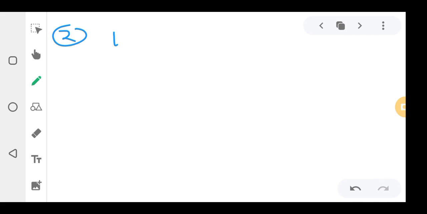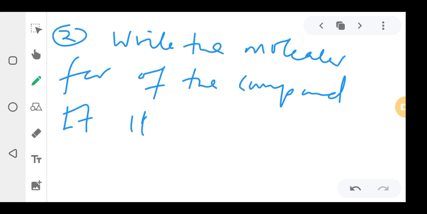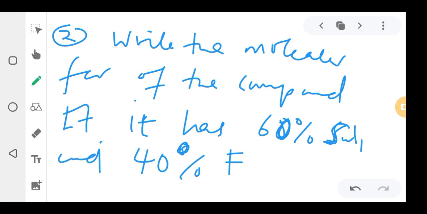Question 2. Okay? So write the molecular formula of the compound if it has 60% sulfur and 40% fluorine. Okay, sulfur and 40% fluorine. What's the formula like?